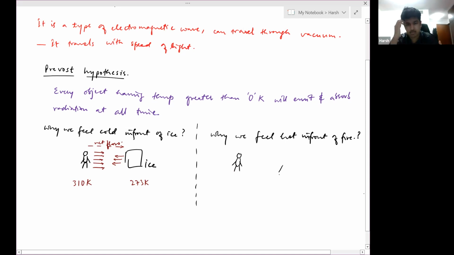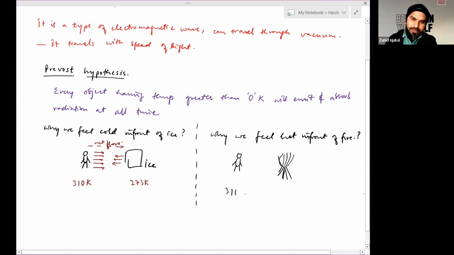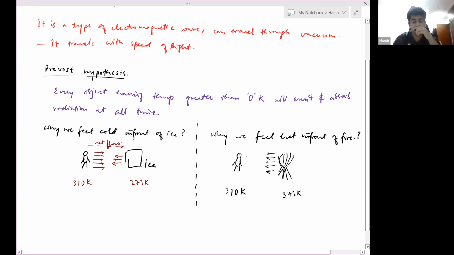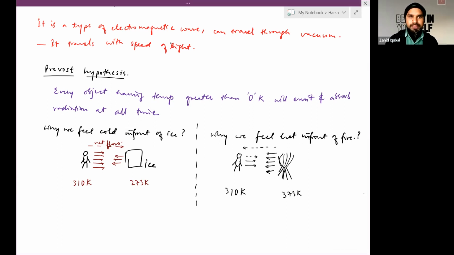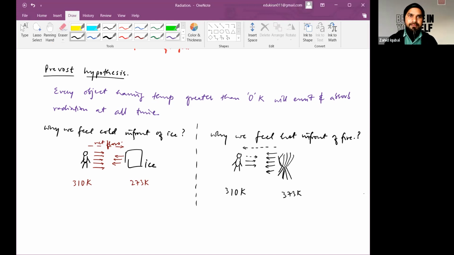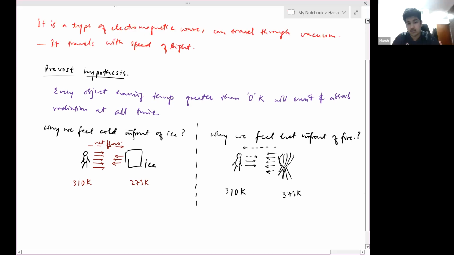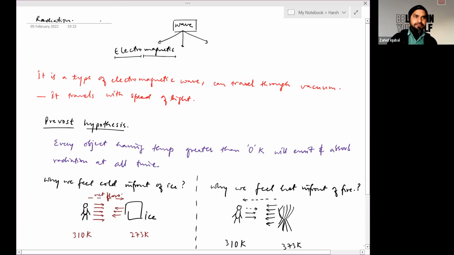Similarly, in front of fire, body temperature is 310 Kelvin. Let's say the temperature of fire is about 100 degrees Celsius, so it will be 373 Kelvin. So there will be more radiation from the fire towards the human body compared to the other way. There will be a net flow of radiation from the hotter body to the colder body, due to which the temperature of the body will tend to increase. So we feel hot in front of it. Is it clear? Yes, sir. First, write it down.